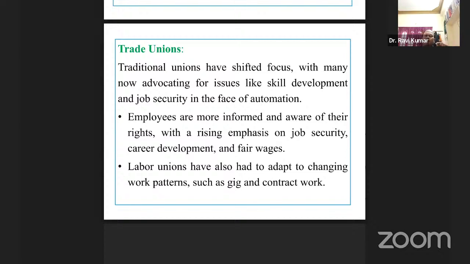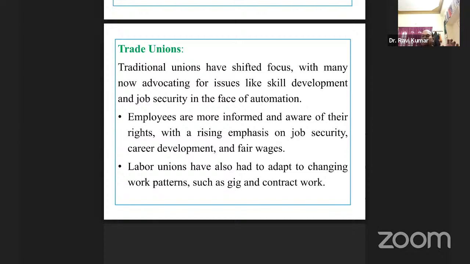So many people are working for Zomato, Swiggy, Zepto and Instamart. All these are recent trends in this market. And also the government role has expanded to consider regulations for gig workers, while traditional unions are exploring new ways to represent these workers' interests.